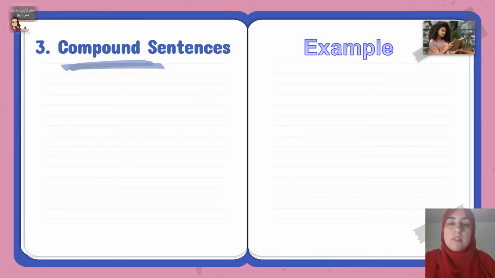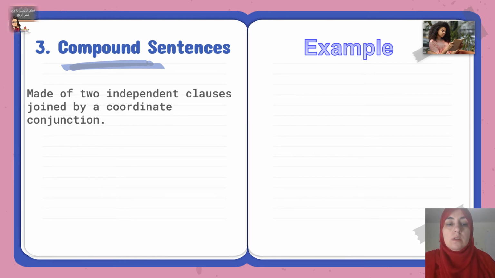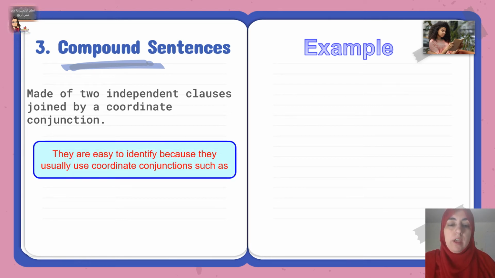The third type of sentences in English is called compound sentences. This is made of two independent clauses joined by coordinate conjunction. These are easy to identify actually because they usually use coordinate conjunctions. Now remember, usually use, not all the time. So what are these coordinate conjunctions that I can use to make compound sentences?